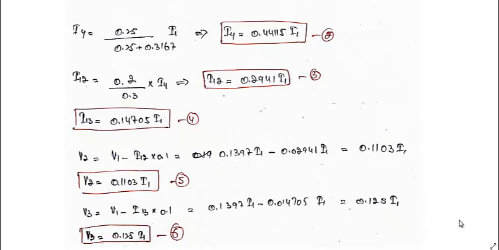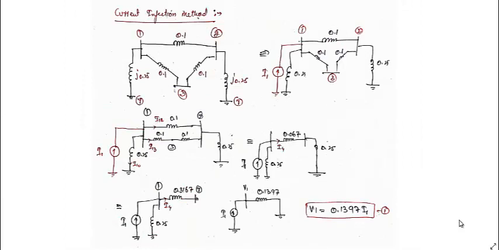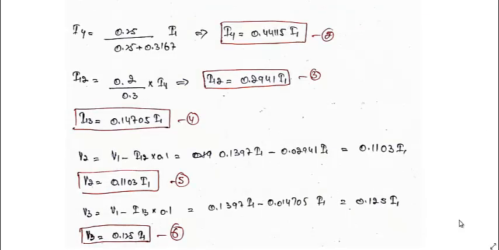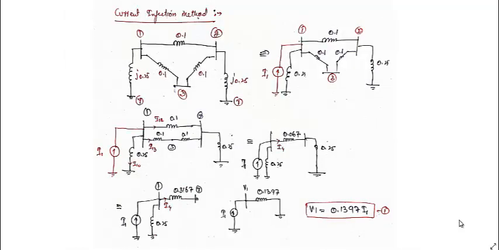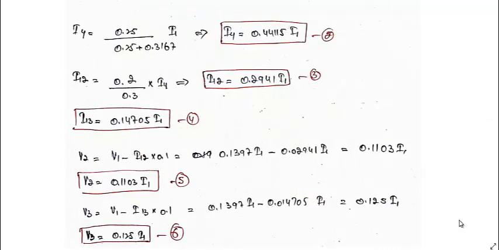This I4 is actually split into these two currents, I12 and I13, and these two currents will be decided by these reactances. So first, I12 will be equal to, by the current division rule, 0.2 divided by 0.3, that is the opposite reactance divided by the sum of reactances, multiplied with the total current, that is I4. That is 0.2 by 0.3 into I4, which is equal to 0.2941 I1. Similarly, I13 can be found with the current division rule, 0.1 by 0.3 into I4, which comes out to be 0.14705 I1.